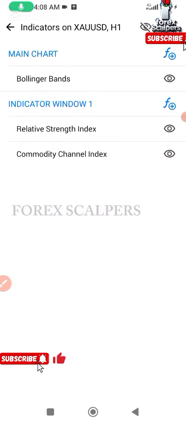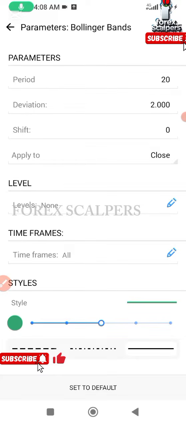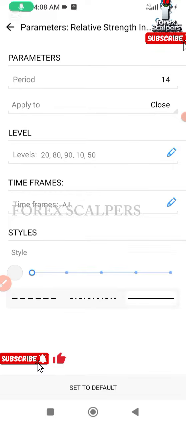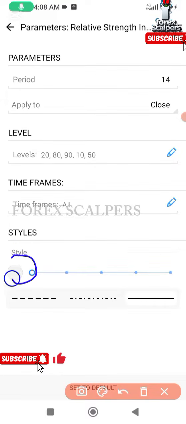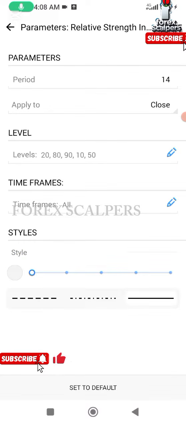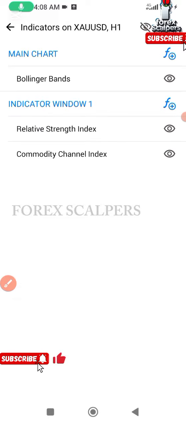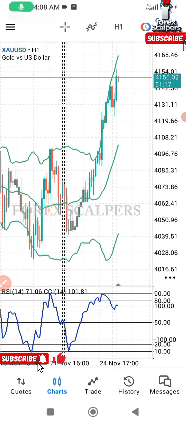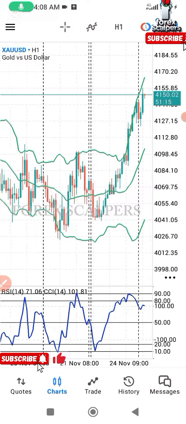So the Bollinger Band we are using is the Bollinger Band period 20, the deviation is 2.0, the shift is 0, and you apply to close. And of course we have our indicator windows, the period of the RSI is 14. Then change this color to your background color. If your background is black, change that color to black. Then you have our commodity channel index and the period is 14, typical price (high, low, close)/3. If you do that correctly, your chart will be looking exactly like mine.